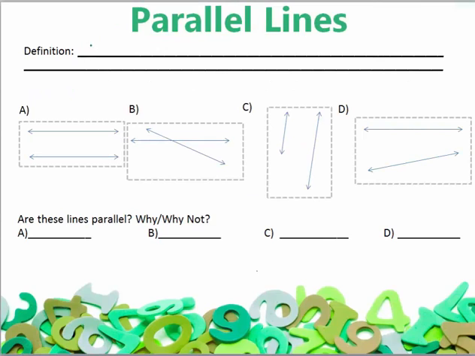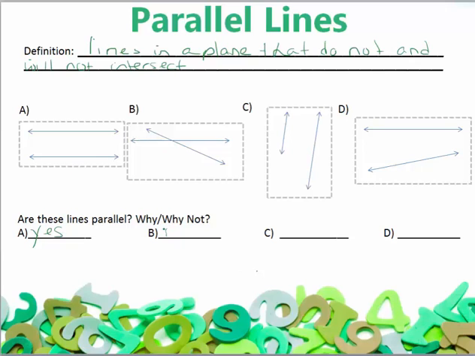Parallel lines. Parallel lines are lines in a plane that do not and will not intersect. So let's look at these. Example A. Here's our plane, 2 lines, obviously parallel, equal distance apart all the way along. Are these lines parallel? Yes. Why? They exist in a plane, and they do not intersect because they remain equal distance all the way around.